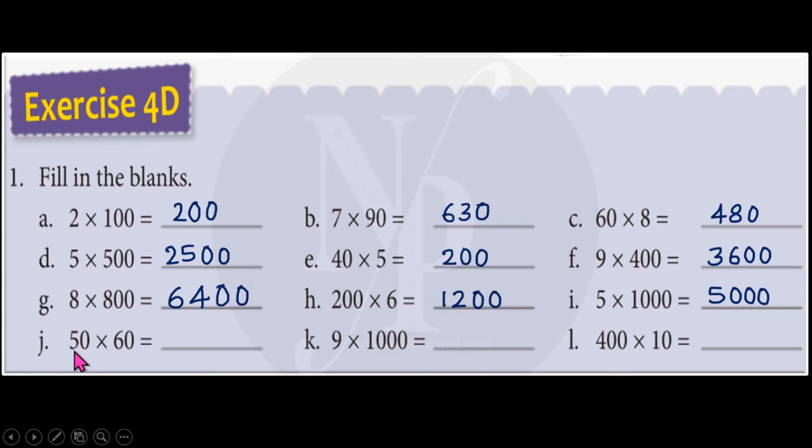Coming to J, 50 into 60. So we have zeros in both of these numbers. So far in the earlier questions we had zeros in only one of the two numbers to be multiplied. Now in this question we have zeros in both the numbers. In such a case, first we multiply the non-zero digits and write it down. That is, 5 6s are 30. So I will write 30 here.